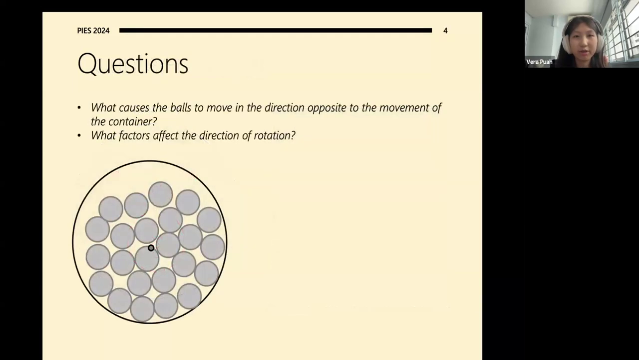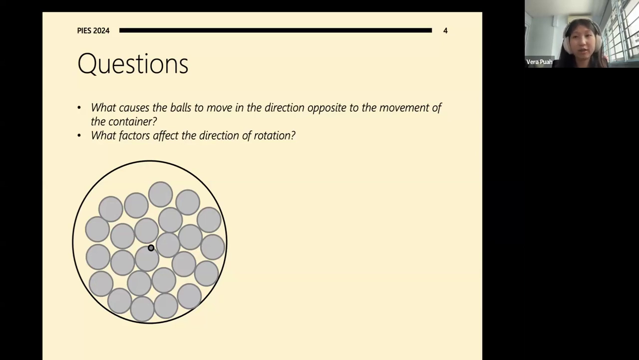So some questions are raised here. The first obvious question is, what causes the balls to move in the direction opposite to the motion of the container? Another natural question is also, what factors affect the direction of rotation, whether it goes clockwise or counterclockwise? Some things we would think about are, for example, what forces are acting on the balls? Is there something about these forces that is changing the direction of motion?